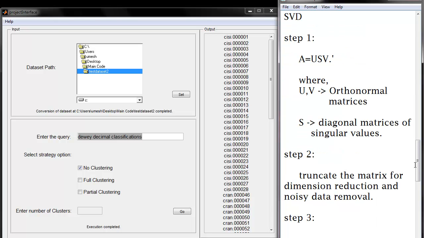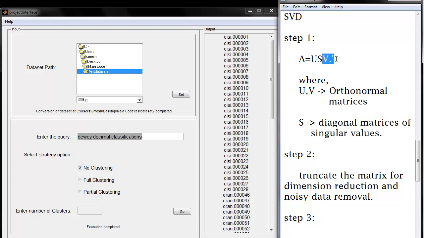Let's take a brief look into the details of the algorithm singular value decomposition, abbreviated as SVD. In this algorithm, the given input document term matrix is decomposed into three matrices: U, S, and V. This representation means A equals U S V transpose, where U and V are orthonormal matrices, which means that U times U transpose equals U transpose times U equals I, where I is an identity matrix. Similarly, V times V transpose equals V transpose times V equals I. And S is a diagonal matrix of singular values.